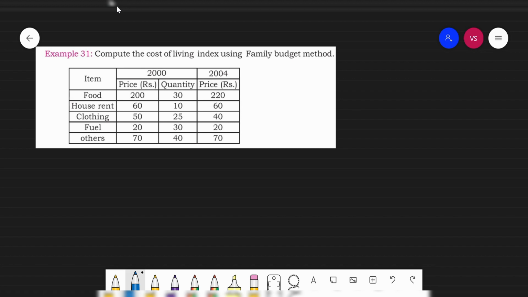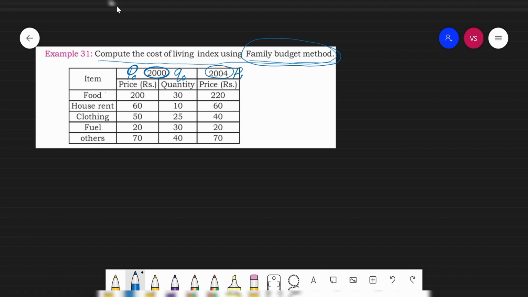They said compute the cost of living index number using family budget method. They clearly mention which method we are supposed to use, that is family budget method, students. What is given to us are the items: food, house rent, clothing, fuel and others, with base year as 2000 and current year as 2004. The data given is price and quantity of base year, which we denote as P naught and Q naught, and P1.